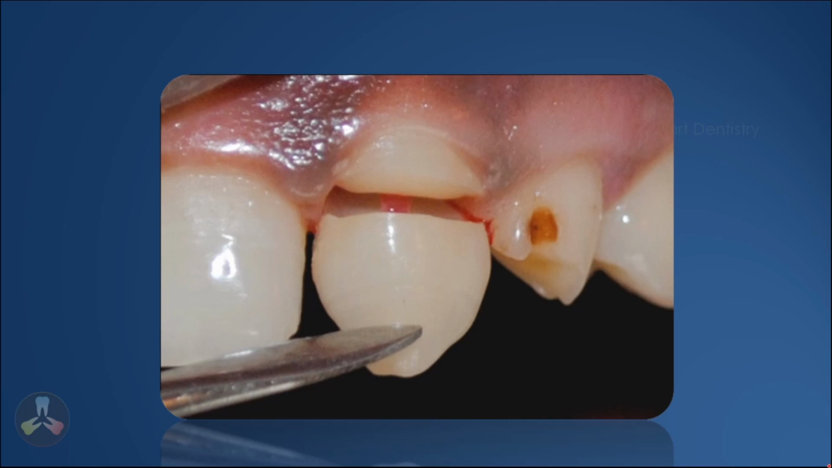In case of traumatic injuries, and if the patient is visiting the dentist within 2 or 3 days, most probably the pulp will be less infected and it will be vital. In those situations, we can finish the root canal treatment in a single visit.